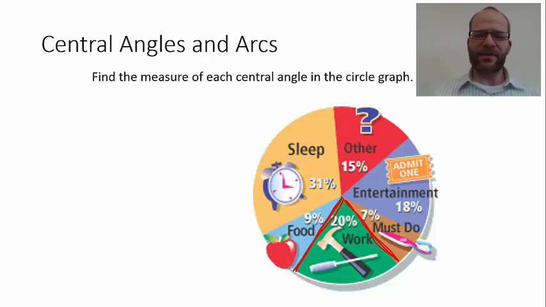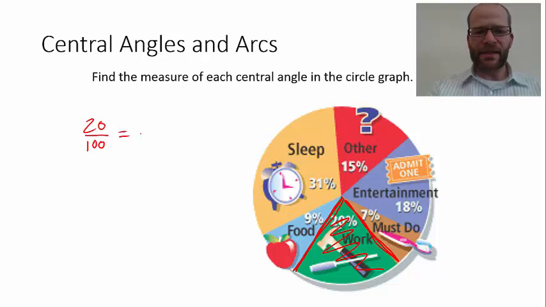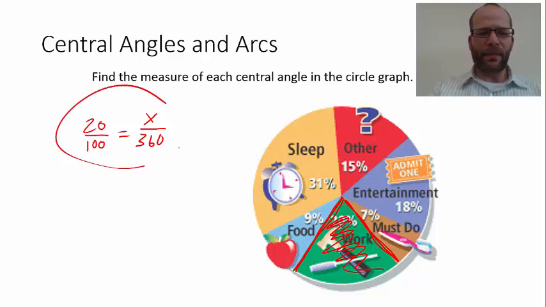We're asked to find the measure of the angle. Pretty easy to do. We know that 20% really means 20 per 100. So 20 out of 100 parts are in this particular slice of pie. And we know that when we talk about angles and measurements, there are 360 parts total. We want to find out of those 360 parts, or 360 degrees, how many of them are in this slice of pie. So we just set up a proportion, and then we simply solve by cross multiplication.